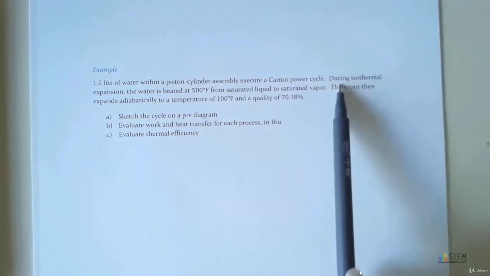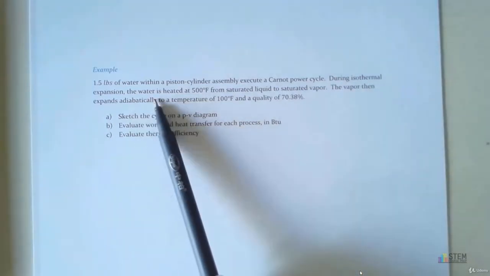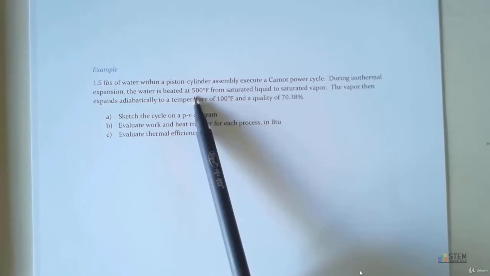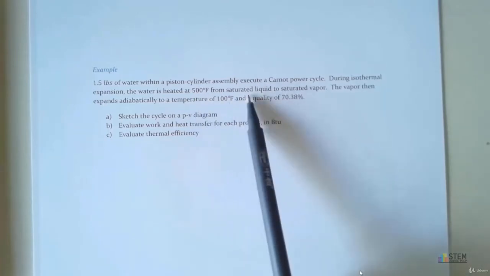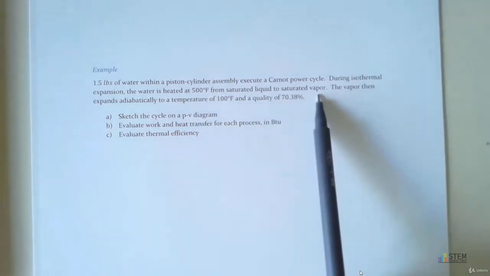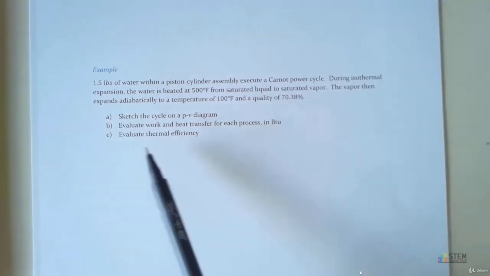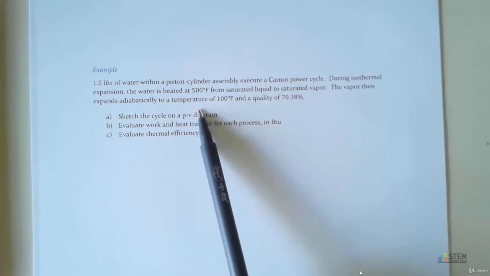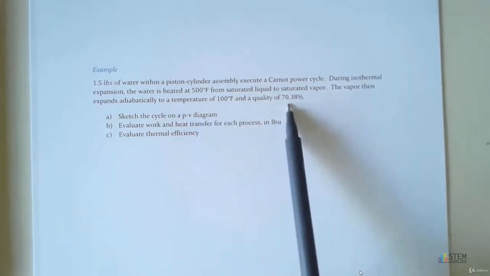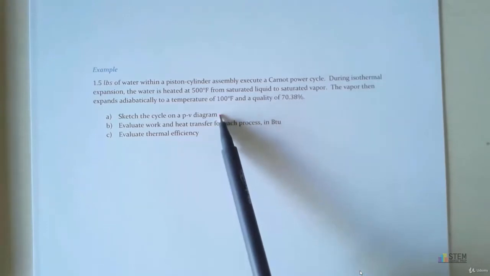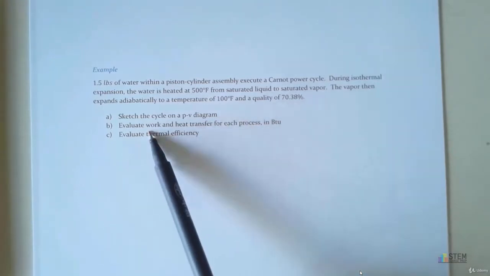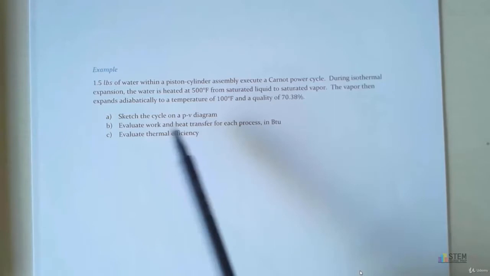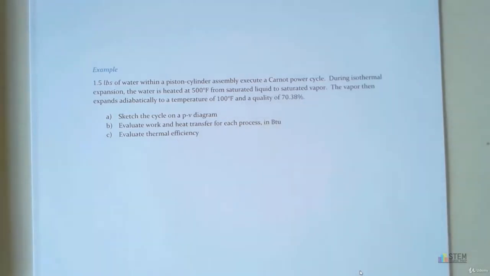Now, during the isothermal expansion, our water is going to be heated at a temperature of 500 degrees Fahrenheit from saturated liquid to saturated vapor. The vapor then is going to expand adiabatically to a temperature of 100 degrees Fahrenheit, and we get a quality of 70.38%. We're going to sketch out the PV diagram, look at the work and heat transfer for all of the processes, and we will evaluate thermal efficiency.